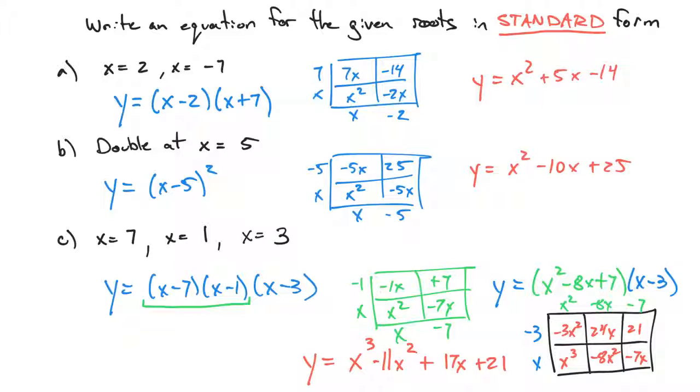And now we have the standard form for something that has 3 linear roots. So it's even better than writing this factored form. We can know how to multiply all this stuff out.